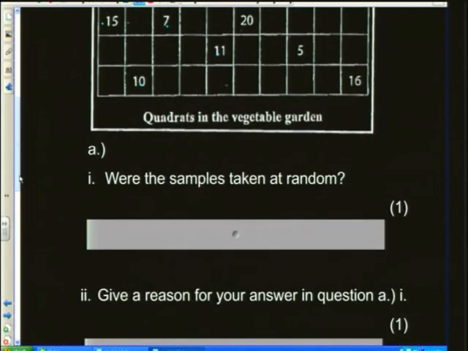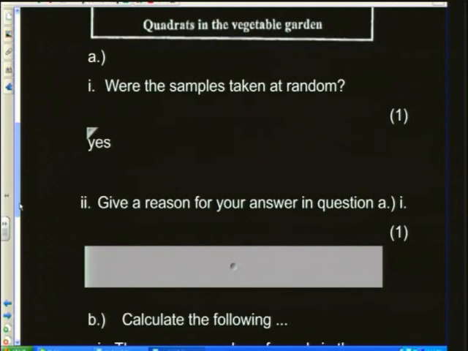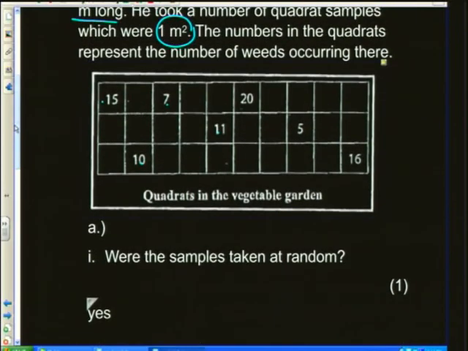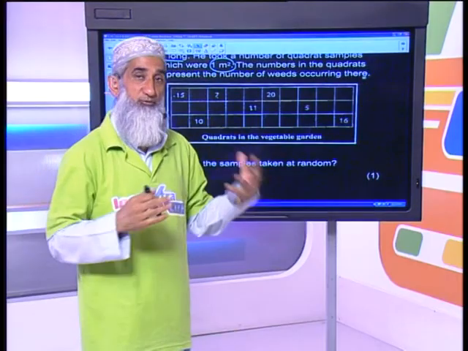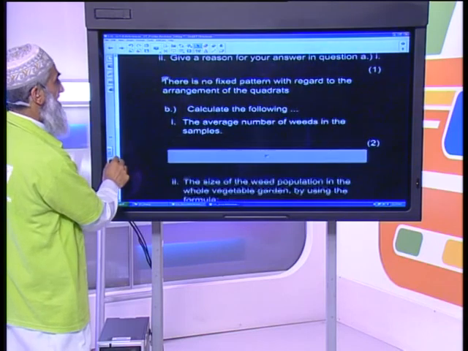So, were the samples taken at random? That's the first question. Yes or no? Yes, they were. We can see they can be taken from different spots. Give a reason for your answer. There is no fixed pattern. You can't see any fixed pattern the way they're going here. It was taken randomly. Random means no fixed way. There's no guarantee which plot they're going to take. If you know simple sampling, then you know it.